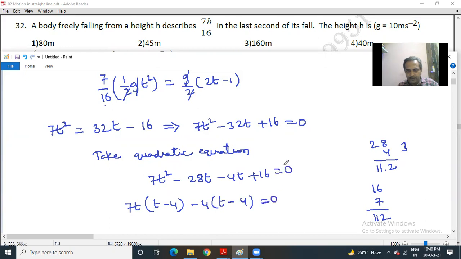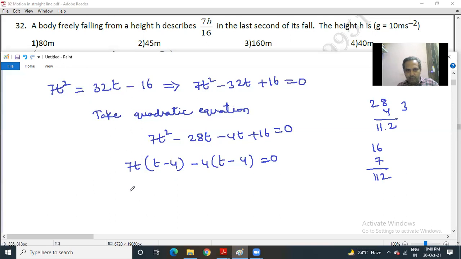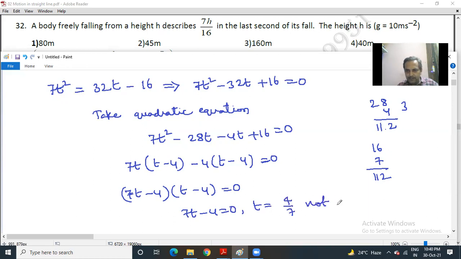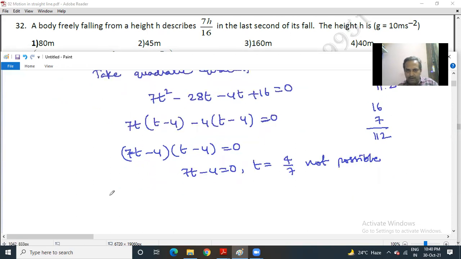There will be two values here: 7t minus 4 is equal to 0, and t minus 4 is equal to 0. So therefore 7t minus 4 is equal to 0, t is equal to 4 by 7. Time in fraction is not possible. But you have another one: t minus 4 is equal to 0. You will get t equal to 4 seconds. So this is the total time of travel.